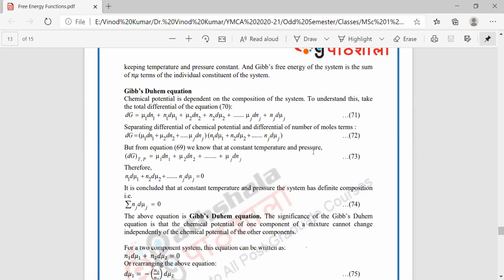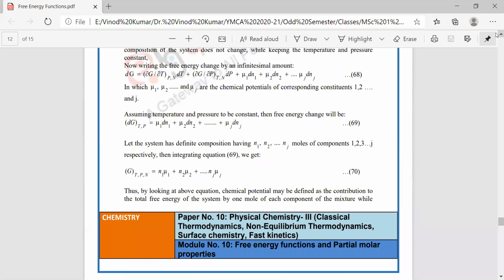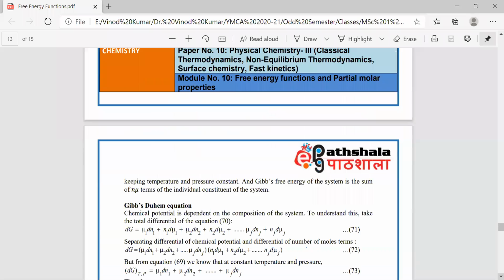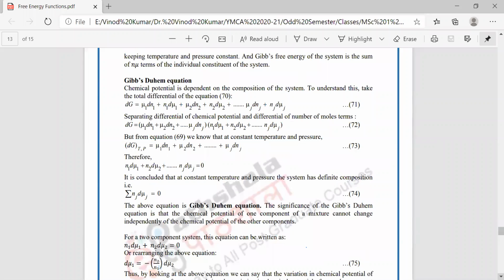So in one bracket we have the differential of the number of moles, in the other bracket we have the differential of the chemical potential, correct? But what does equation number 69 say? Let's see. Equation number 69 says that mu1 dn1 plus mu2 dn2 plus mu3 dn3, all these things are equal to dG at constant temperature and pressure. So if we apply equation number 69, we will have this dG at constant temperature and pressure equal to mu1 dn1 plus mu2 dn2 plus mu j dnj.